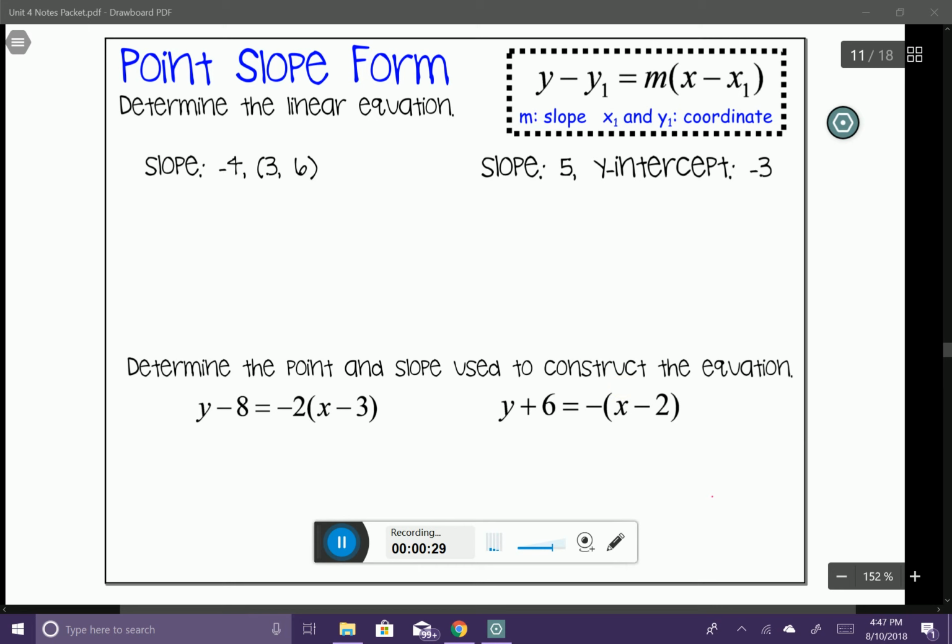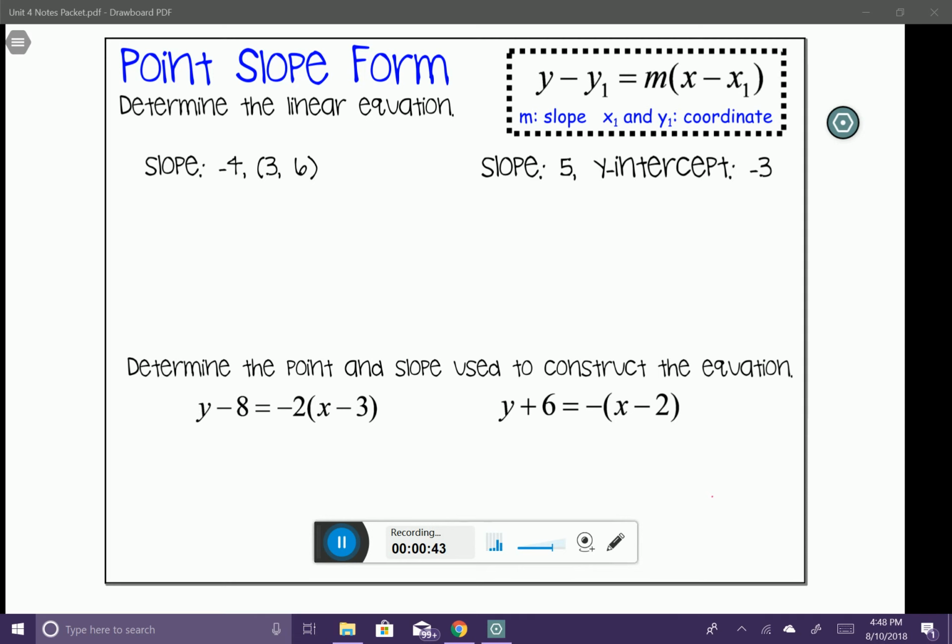The formula is y minus y1 equals m times x minus x1, where m remains as the slope, and x1 and y1 represent a coordinate that is going to be located on that line, which is on the coordinate plane. So let's start really easy here by just taking some information and putting it into the formula. To create an equation in point-slope form, you need a point and a slope. You can see that we're given the slope of -4 and a point of 4, 6.